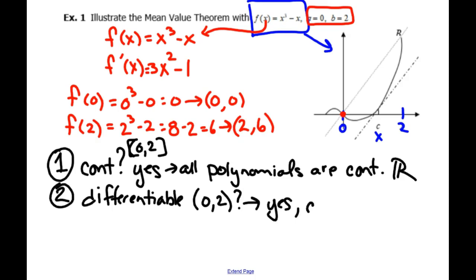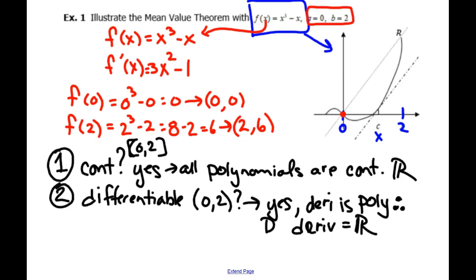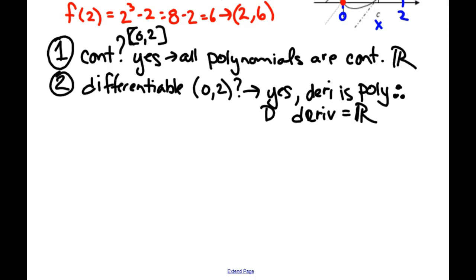Why? The derivative is a polynomial. Therefore, the three dots mean therefore, the domain of the derivative is all real numbers. Now we go and we apply the theorem.